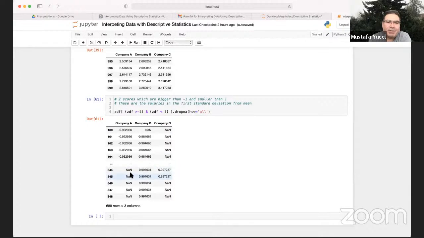Since this is a data frame and there are too many lines, we don't use the word and, but we have to use some logical expressions here. This symbol means and, but when you write and here, it doesn't work since it's not only one line. There are 1,000 lines. So in this logical expression, we say these scores are smaller than 1 and bigger than -1. This is the first standard deviation in the salary data frame. I drop the NA values because there would be too many NA values here.